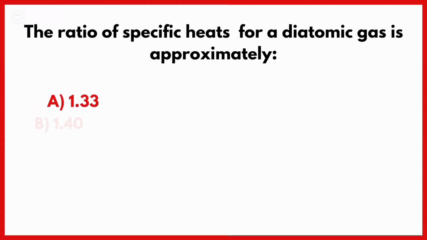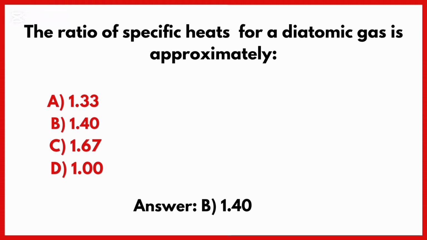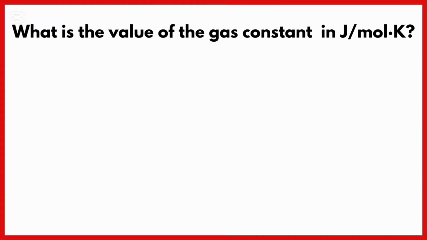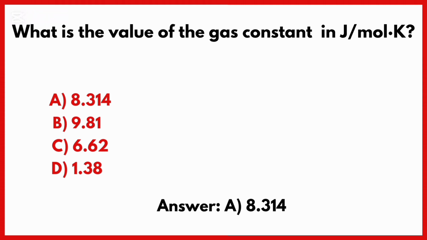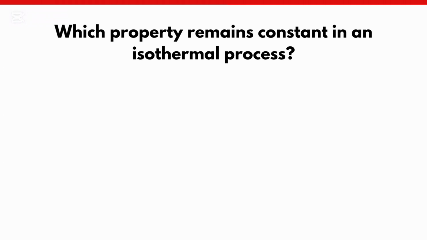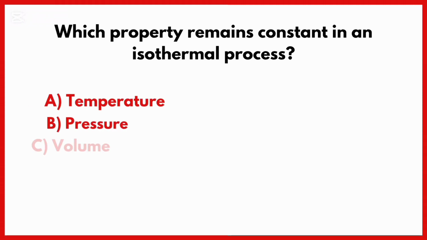The ratio of specific heat for a diatomic gas is approximately. Correct answer is option B, 1.40. What is the value of the gas constant in joule per mole per Kelvin? Correct answer is option A, 8.314. Which property remains constant in an isothermal process?